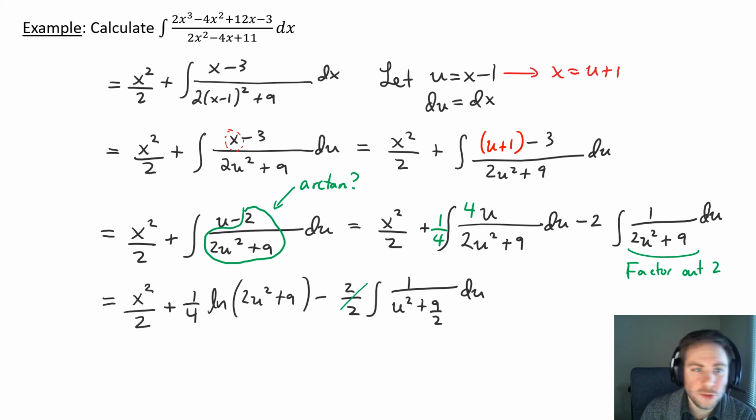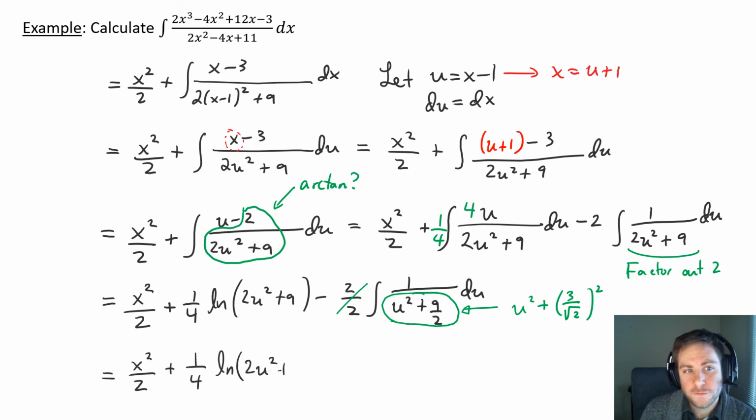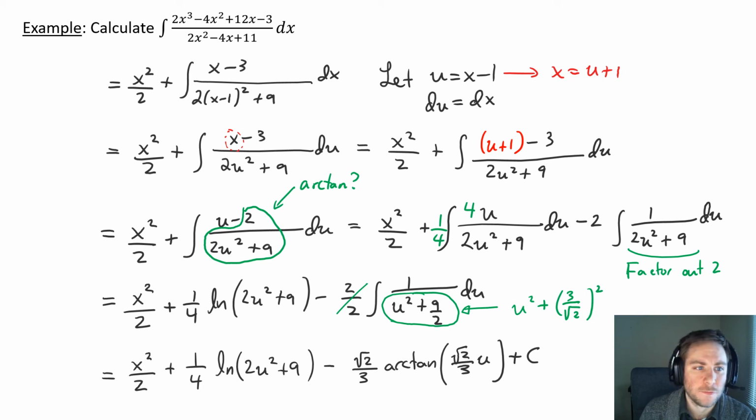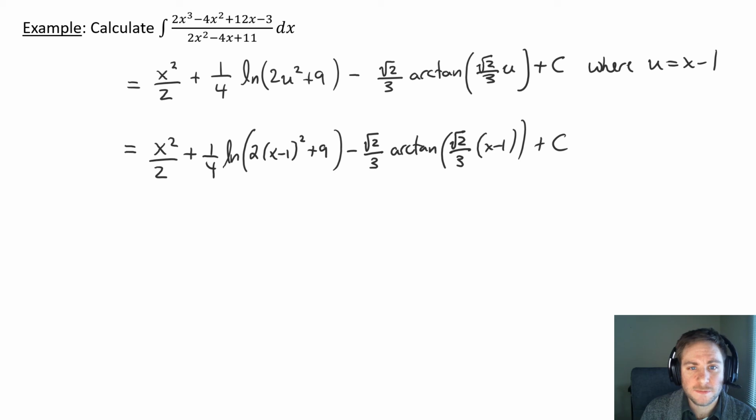Now we can cancel the 2 over 2 in front, and we notice the denominator is now of the form u squared plus a squared, where in this case, a would be 3 over root 2. So check your formula sheet to see that this evaluates to the arctan expression that you see now. So we finally come up with this answer. But as a final step, don't forget to express it back in terms of x.